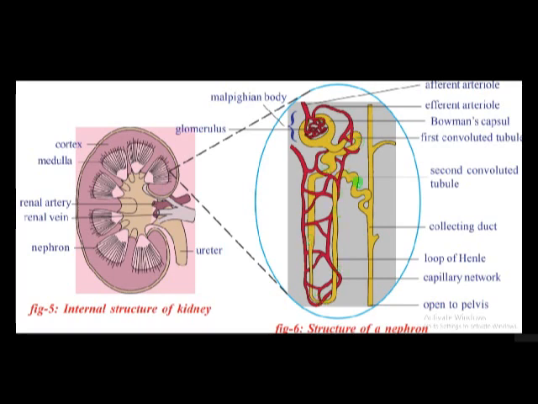The next portion is called renal tubule. In the renal tubule, mainly three parts are present. The first one is this convoluted portion. This is called proximal convoluted tubule. This is also called first convoluted tubule. And the next portion is a long tube-like structure in U shape. This is called loop of Henle.